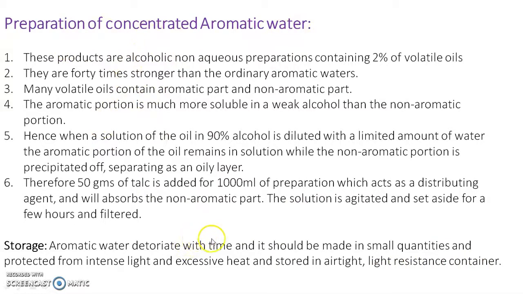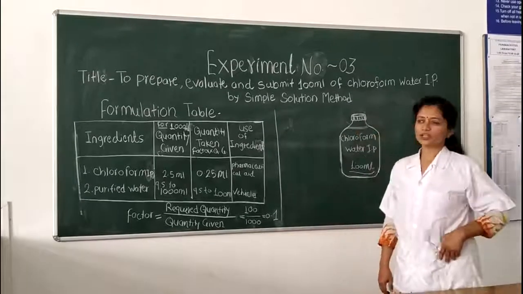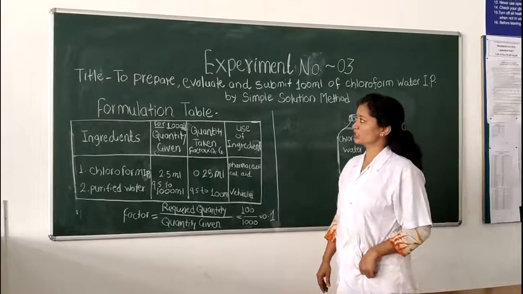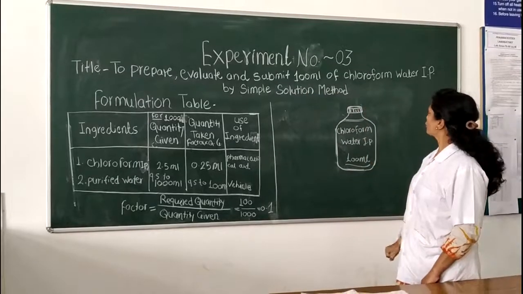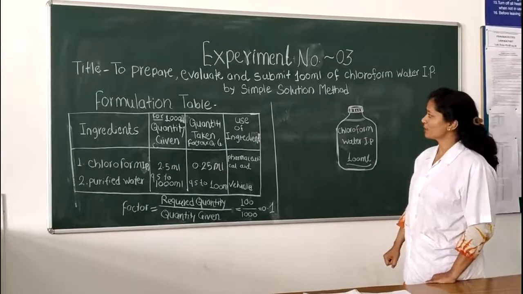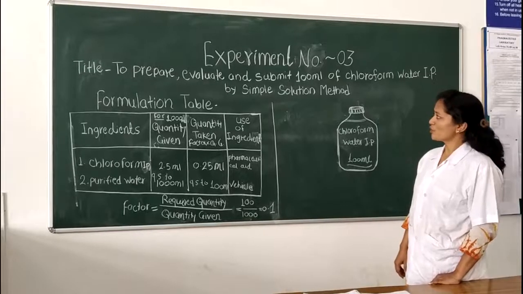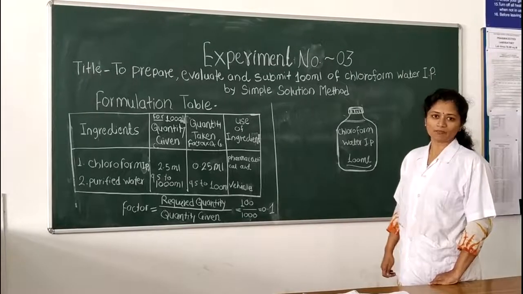Then next we move to the laboratory, and there we see our experiment numbers. Pharmaceutics first laboratory. In this session, we cover experiment number 3. The title of today's experiment is to prepare, evaluate and submit 100 ml of chloroform water IP by the simple solution method. Today, we prepare the chloroform water by the simple solution method.